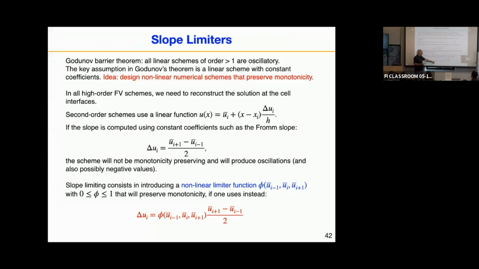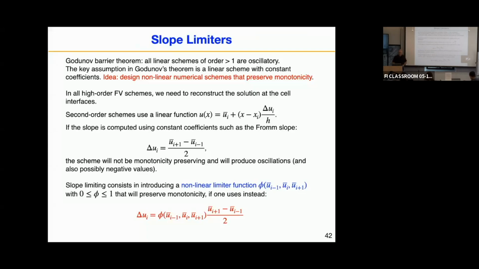Ideally, you want to use phi equal 1 as much as you can, because then you know that you're going to be high order, right? So basically the idea now is to find this nonlinear function so that it does the job of being as close to 1 as possible, but cleverly switching to 0 to prevent those oscillations.